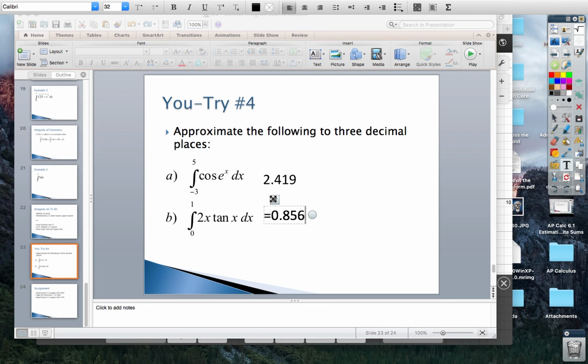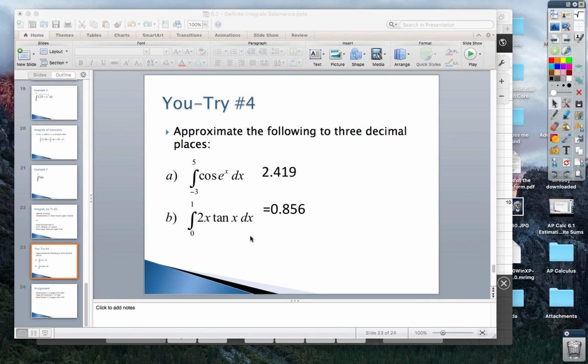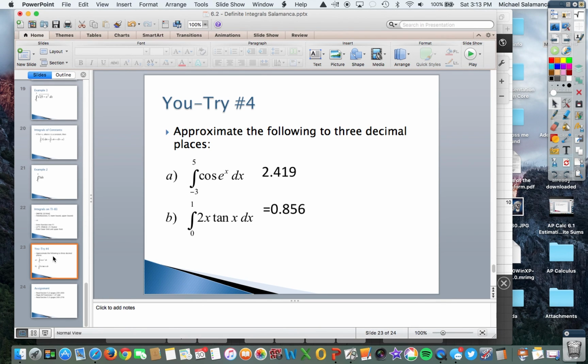So now you found the integrals on the calculator. So that's all for now. We'll work on a second way to find this integral on your calculator in class. But that's all for now.